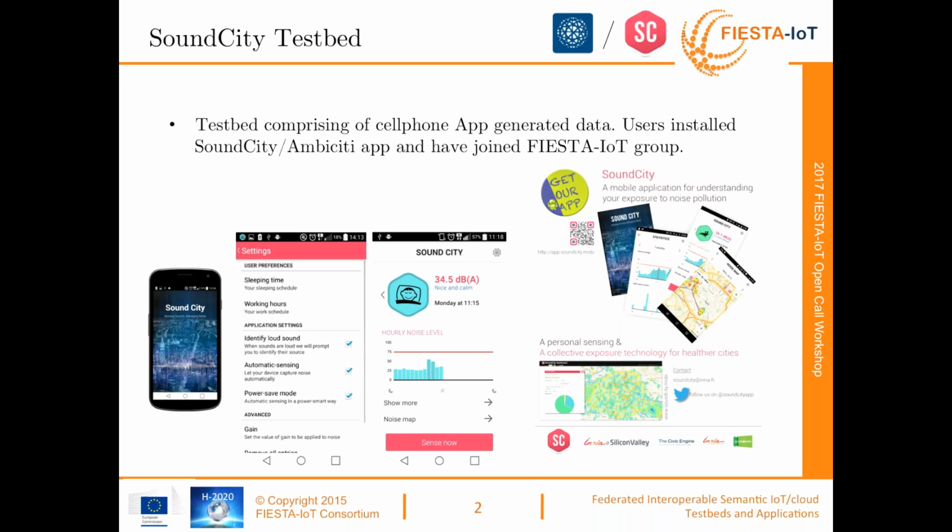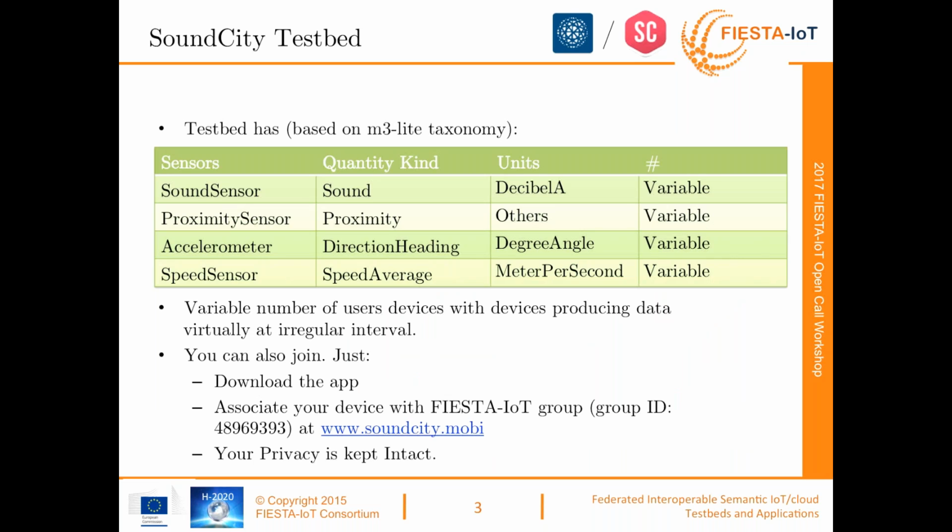So you can install using a web interface or the app by going into the App Store or Play Store, and you can install the app, go to the web interface and join the Fiesta system within this SoundCity application, so that SoundCity knows that it has to send your data to Fiesta. So what information is currently collected and sent to Fiesta is basically sound data, the proximity data, accelerometer, and speed data. So we actually collect this information and send it to Fiesta.